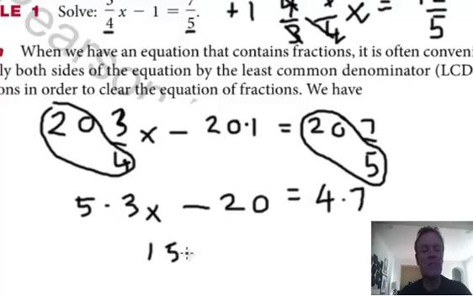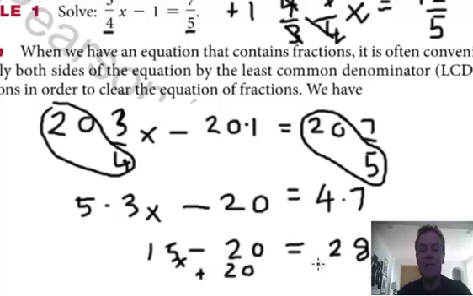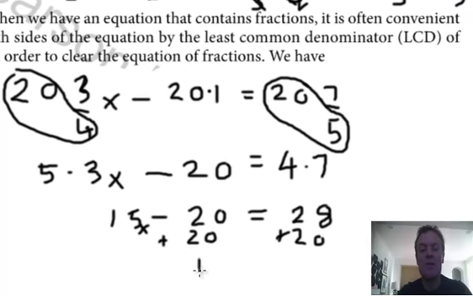15x minus 20. I forgot to write the x, I'll go back and write it. 15x minus 20 equals 28. Right, we're going to add 20 to both sides. Add 20. We're going to have 15x equals 48.